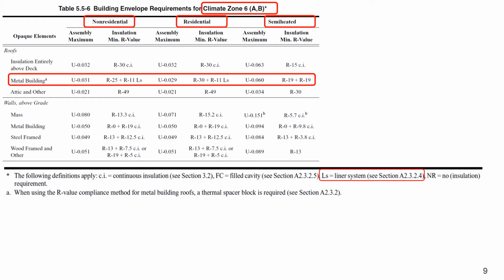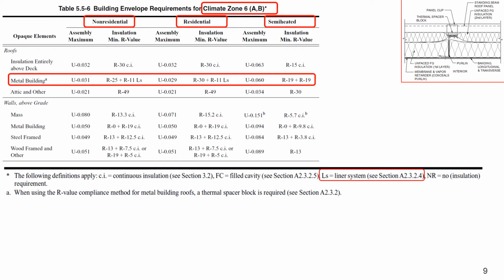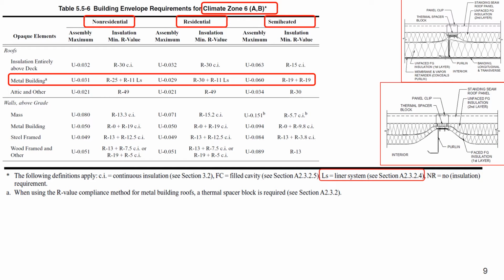We have the LS liner system as outlined within the Part 2 webinar. We've reviewed what a liner system is. A liner system has two layers of unfaced fiberglass. One is compressed at the top of the purlin, the other is uncompressed, laid on top of the vapor retarder, which has already been pulled through the metal banding, longitudinal and transverse. And then the unfaced fiberglass rests on top of that. So the purlin has been concealed.